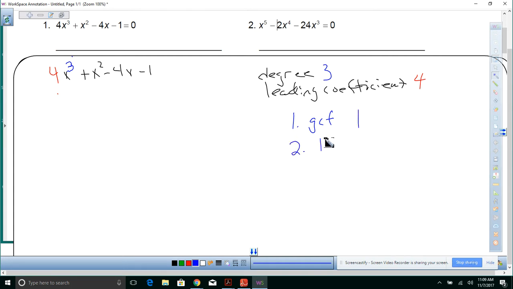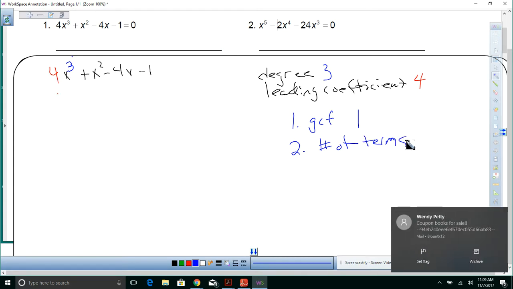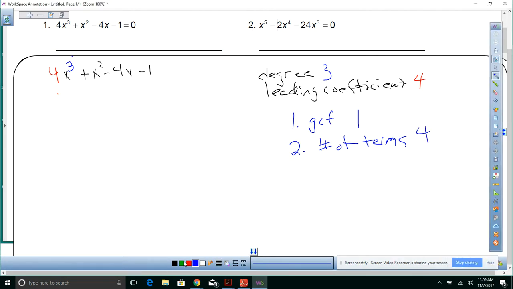Step 2, number of terms. How many terms do we have? We have 4 terms. So if it's 4, then we are going to use grouping. That's the easiest. So let's take a look at it. We're going to group the first two, and then make that plus, not a negative. And then we're going to group the back two.